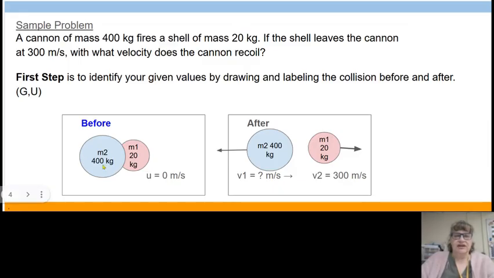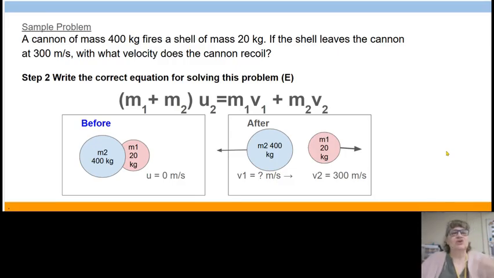So we start with the cannon and the shell together. At this point, it's not moving. Okay. Then after the cannon is fired, the cannon moves backwards. The shell or cannonball moves forward. They want to know what is the velocity of the cannon while it's moving backwards. Okay. All right. So, step 2, write the correct equation for solving this problem, the E step of GUESS, right? So the E step is to write down the equation. Don't put any numbers in it or anything, just write the equation.